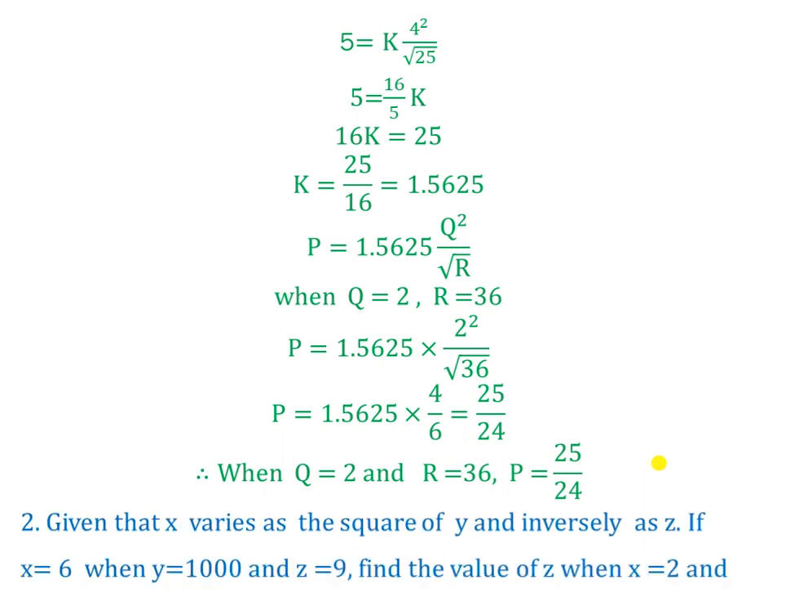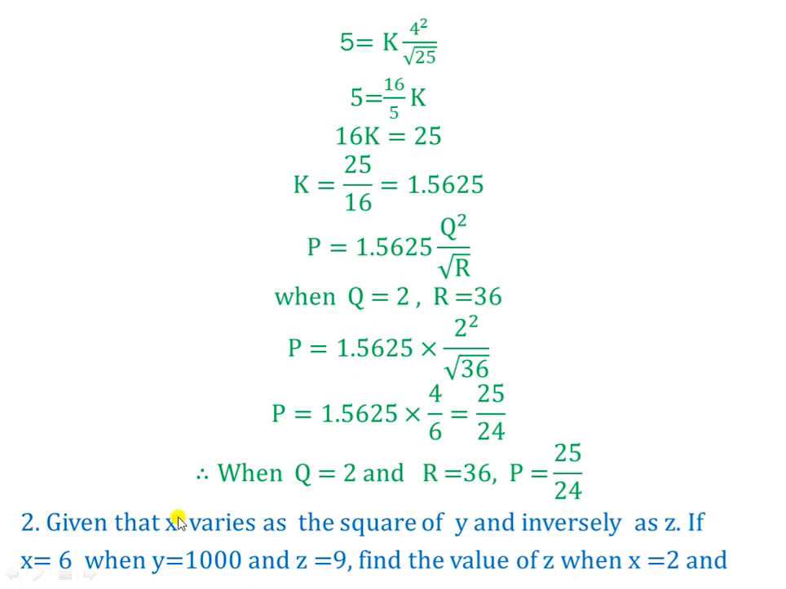Let's look at question 2. It says, given that x varies as a square of y and inversely as z, if x is equals to 6 when y is equals to 1000 and z is equals to 9, find the value of z when x equals to 2 and y equals to 5.